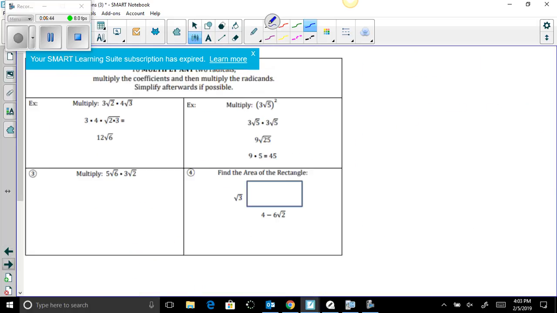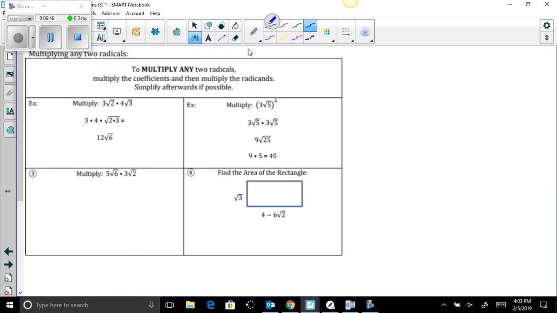Let's go ahead and look at multiplying. To multiply any two radicals, multiply the coefficients. Remember, those are numbers in front of a variable, or in this situation, numbers in front of a radical. And then multiply the radicands. Simplify afterwards if possible.